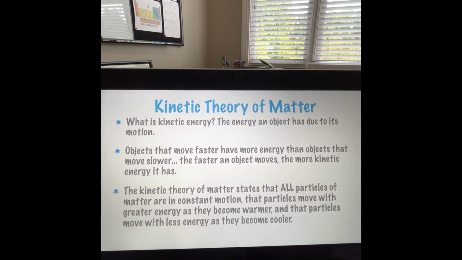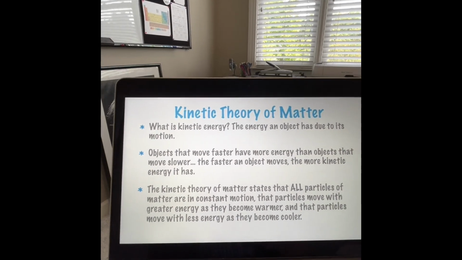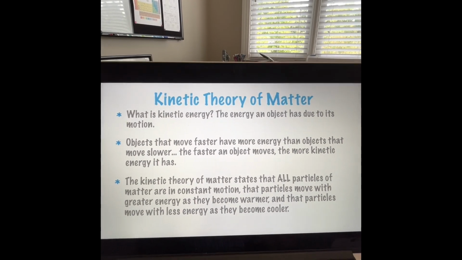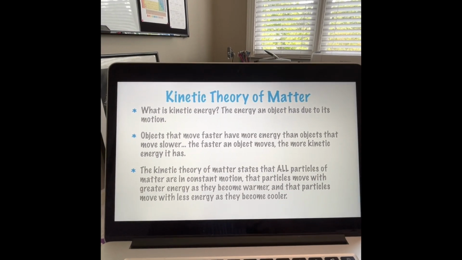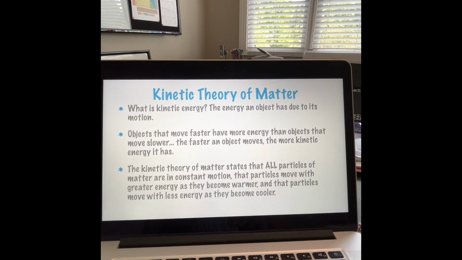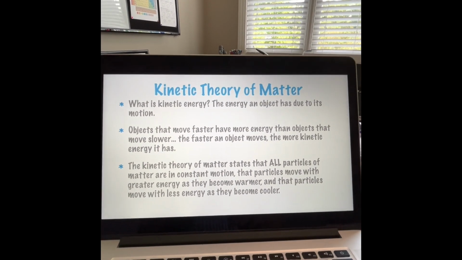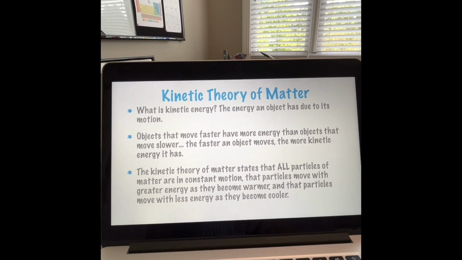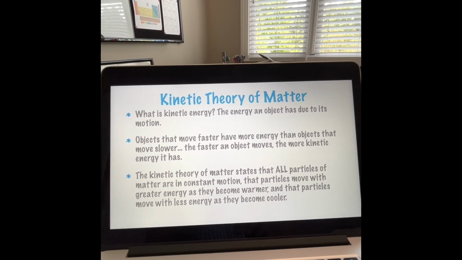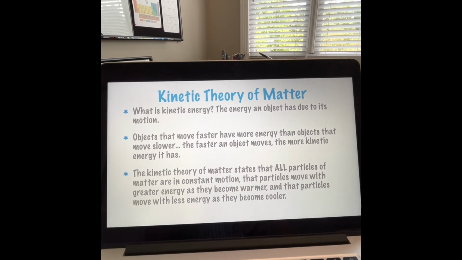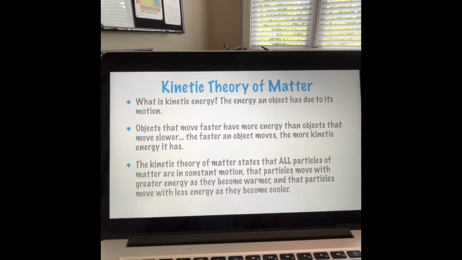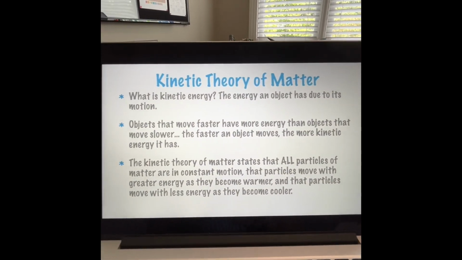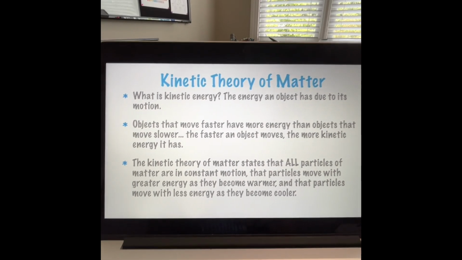All right, kinetic theory of matter. Let's go back and define kinetic energy, energy of motion. We've learned about that for many years. Objects that move faster have more energy than objects that move slower. So the faster an object moves, the more kinetic energy it has. The kinetic theory of matter states that all particles of matter are in constant motion. So this coffee cup, this solid, is in constant motion, moving very slowly, but everything is in constant motion.